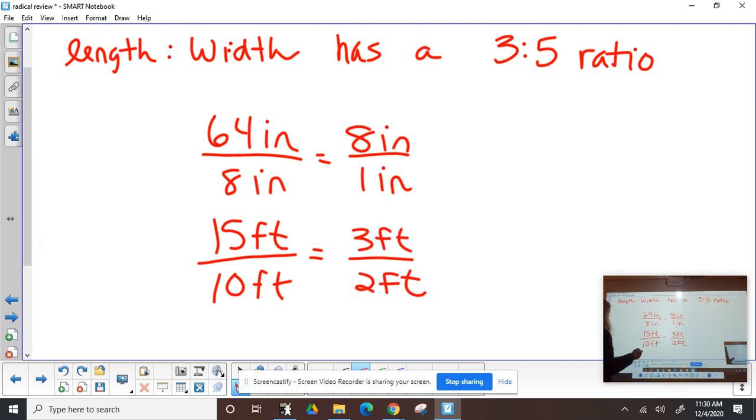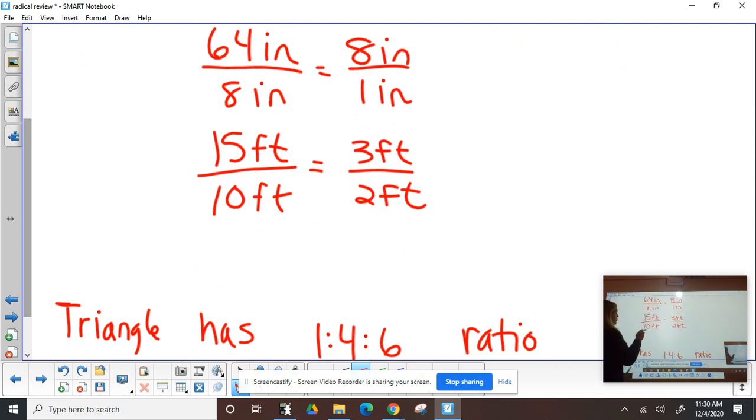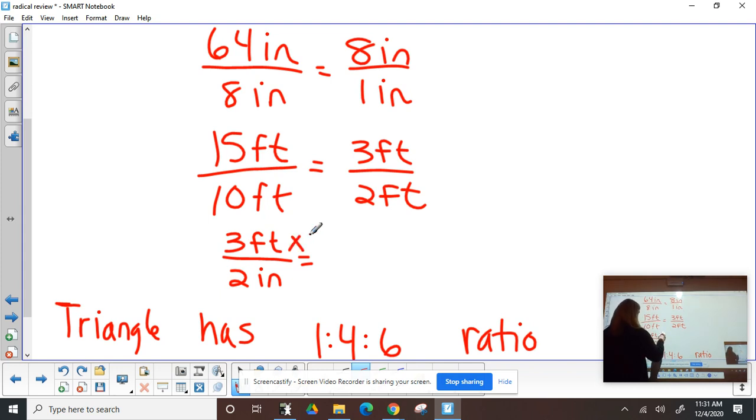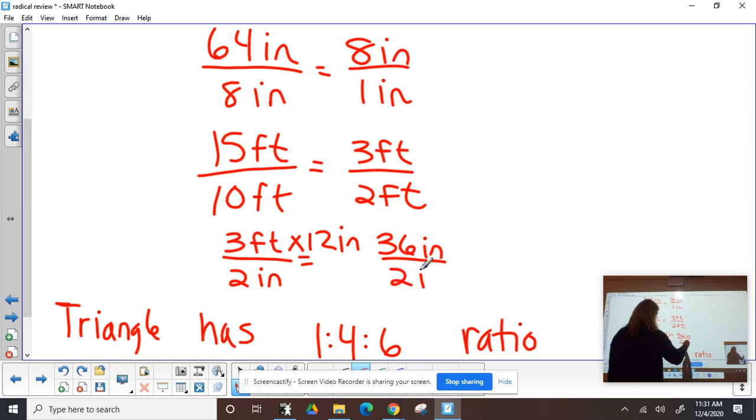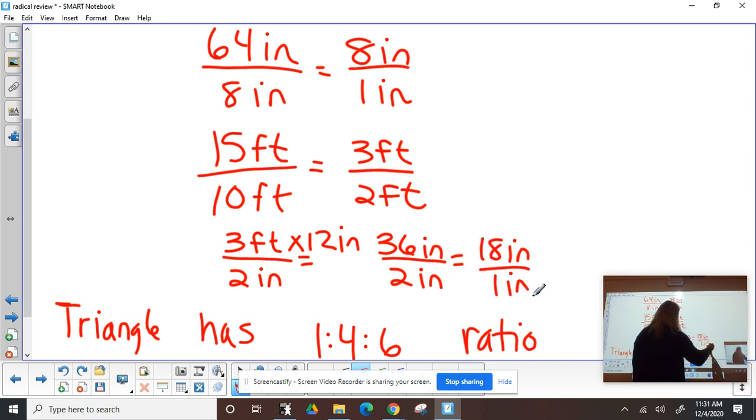For the last one, I switched it up: you have to convert. So say I gave you, I'm just making these up real quick, 3 feet to 2 inches. You need to change the 3 feet to inches to reduce. So I'm going to multiply that by 12 because there's 12 inches in 1 foot. 3 times 12 is 36 inches to 2 inches. And then you could reduce 36 and 2 to 18 inches to 1 inch. So that's how I would like you to do those first couple of problems.